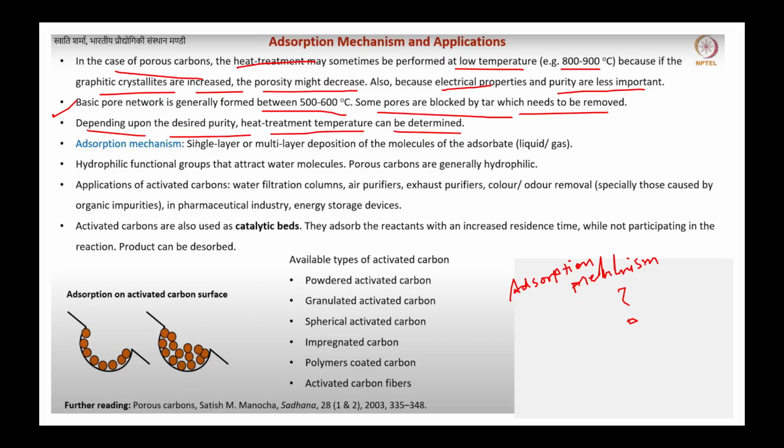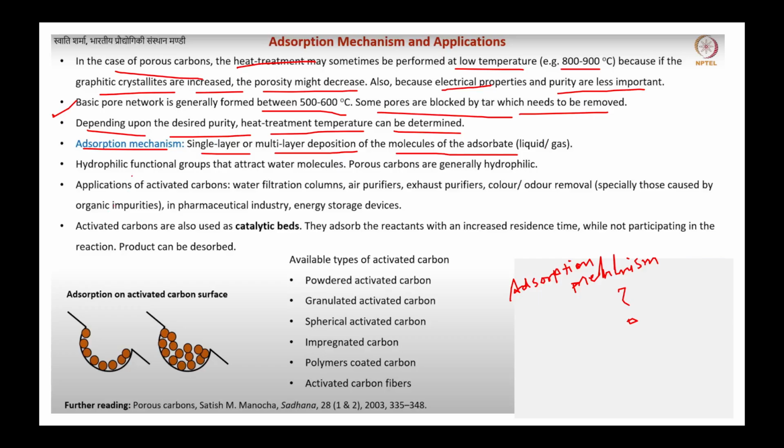So what purity you want, and what is the adsorption mechanism. Single layer or multi-layer deposition of the molecules of adsorbate. It could be liquid or gas. So here, it could be a single layer or multiple layer deposition of any molecules that needs to be adsorbed.